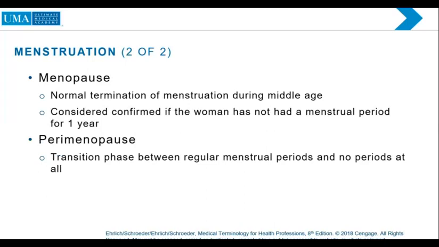Next, we have menopause, and this is the normal termination of menstruation during middle age. It is confirmed when you have not had a menstrual period for 1 year. Perimenopause is the transition phase between regular menstrual periods and no periods at all.